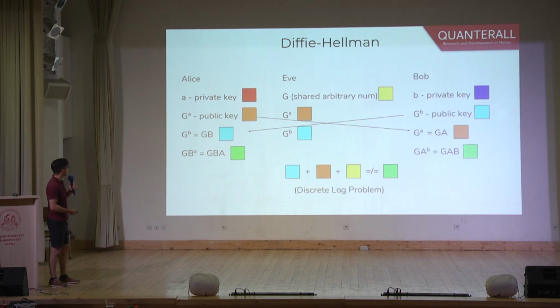In a public area, Eve has a shared arbitrary number, the public key of Alice and the public key of Bob, but whatever she does, she cannot calculate this shared secret key. Basically, she could do it, but it would take so much time and computational power that she wouldn't bother to do it, unless for some reason she gets the private key of Bob or the private key of Alice. And this is what we call a discrete log problem.